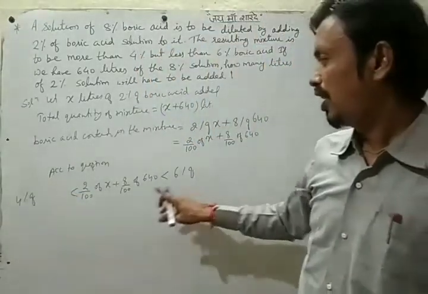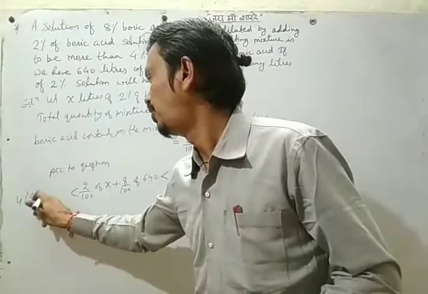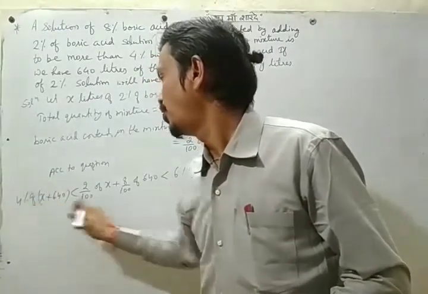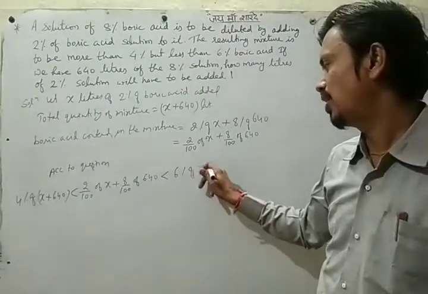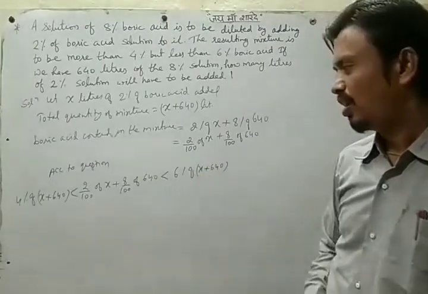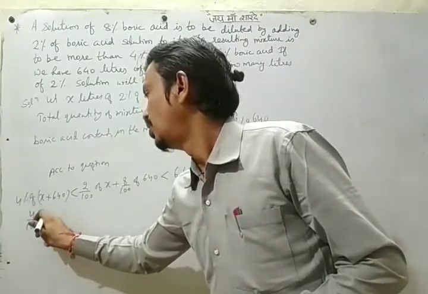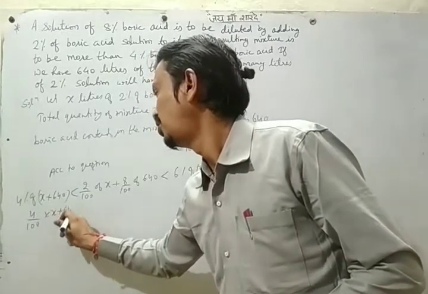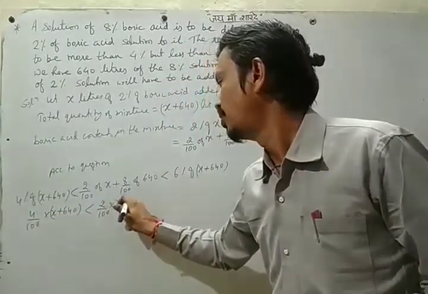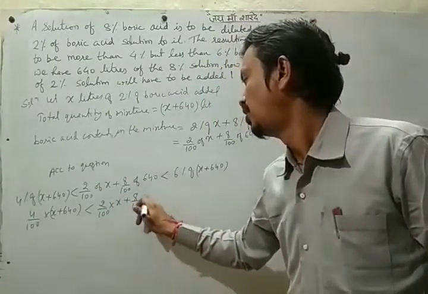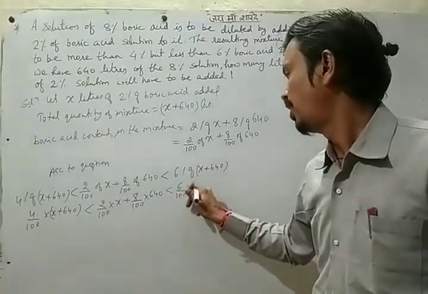Okay, so the total quantity is x plus 640, so 4% of x plus 640. So it should be more than 4% of x plus 640, and it is less than 6% of x plus 640. Now this we can simplify. So it will be 4 by 100 into x plus 640 is less than 2 by 100 into x plus 8 by 100 into 640 is less than 6 by 100 into x plus 640.